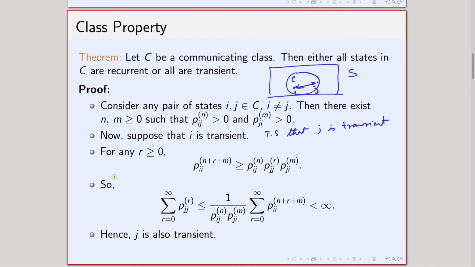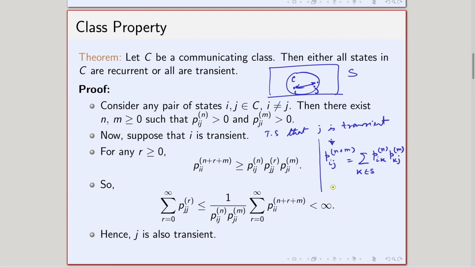So, how can we prove this? How can we proceed? The way of proceeding is simple. Just recall the Chapman-Kolmogorov equation. The Chapman-Kolmogorov equation basically tells us that if I want to find P_ij^(n+m), I can write it as the summation over k belonging to S of P_ik^(n) times P_kj^(m). That's why I am able to write this.